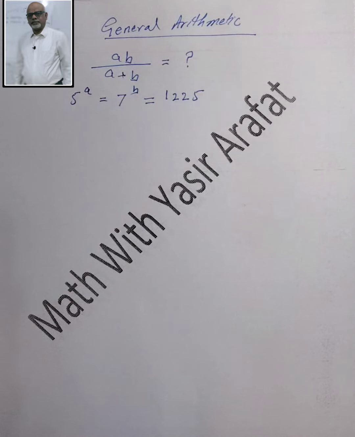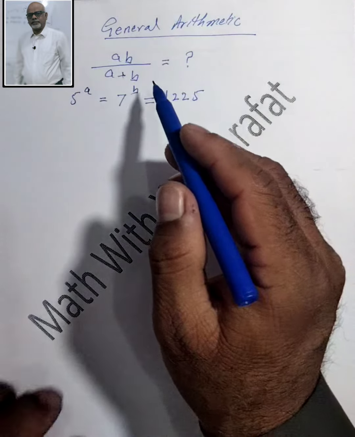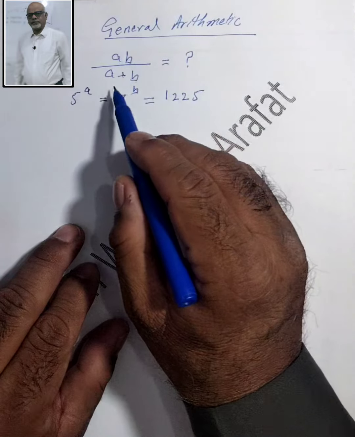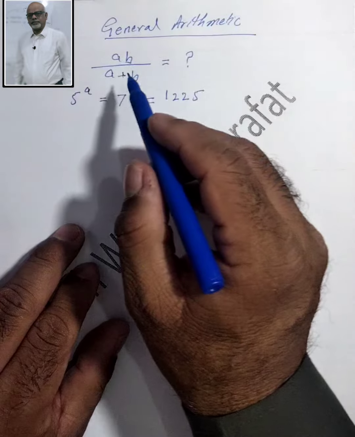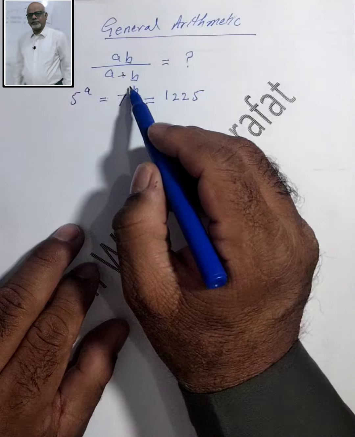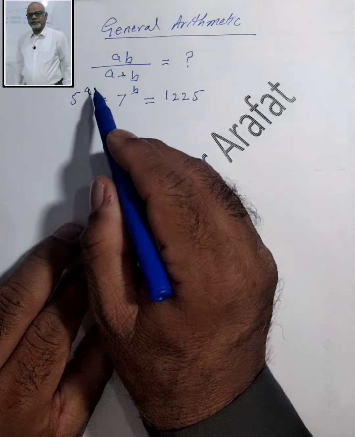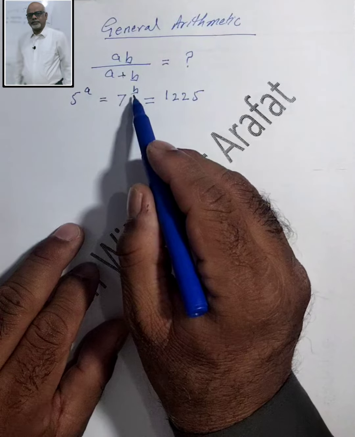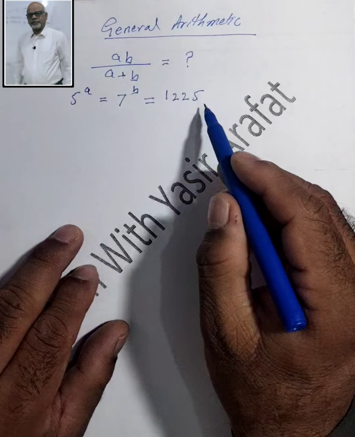Today we are going to discuss a question related to general arithmetic. Here, ab over a plus b, what should be the value of this? ab over a plus b equals what? When 5 to the power a and 7 to the power b both equal 1225, as given here.